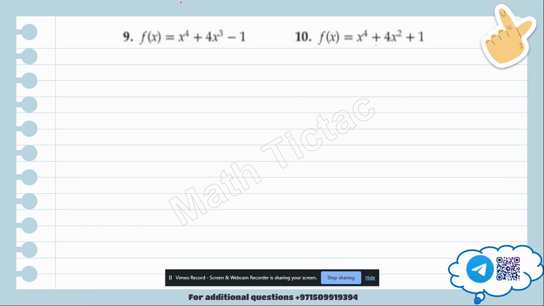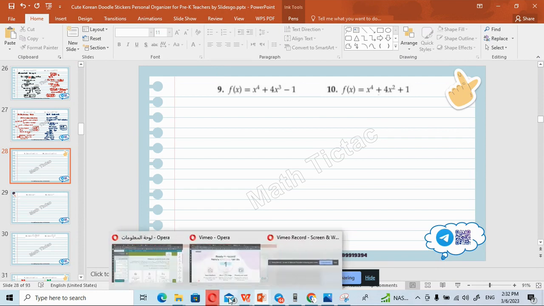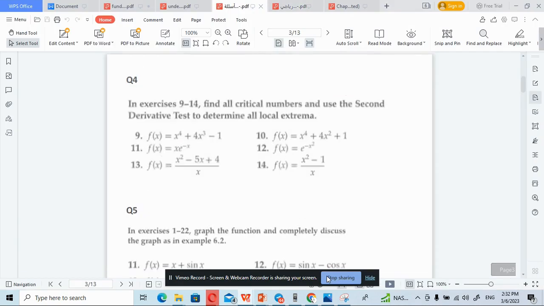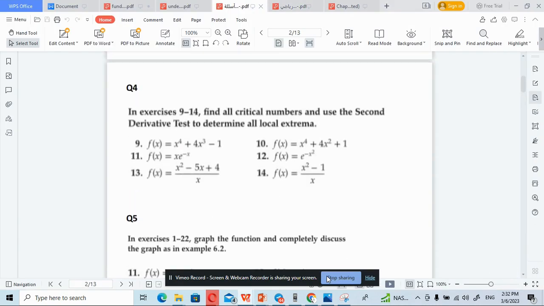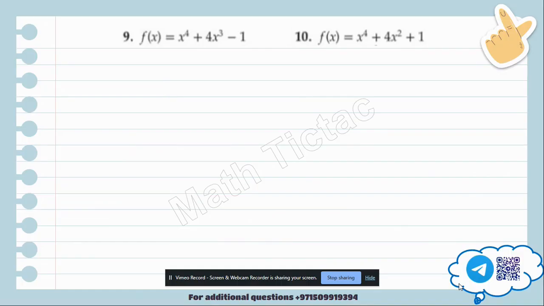So we'll learn how to find the intervals of concavity. Starting with this question, you can find it over here. This is my question. In exercises 9 to 14, find all critical numbers and use the second derivative test to determine the local extrema points. As usual, we'll start with the polynomial, starting with the domain. The domain for the polynomial, as usual, is R, from minus infinity to infinity.